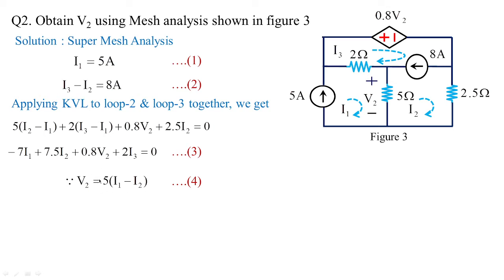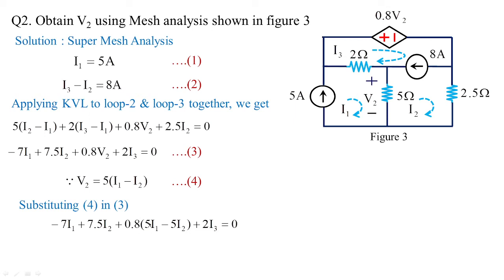Now this fourth equation I'm substituting in equation 3, where I have minus 7I1 plus 7.5 I2 plus 0.8 V2. You can see V2 is substituted by 5I1 minus 5I2, plus 2I3 equal to 0. Now you have I1 equal to 5 amperes. 7 multiplied with 5 becomes 35. So minus 35 plus 7.5 I2 plus 0.8 times (5I1 minus 5I2). So 0.8 times that becomes 4I1 minus 4I2. So 4 into I1, I1 is 5, so 4 into 5 becomes 20. And here you have minus 35. Minus 35 plus 20 becomes minus 15.